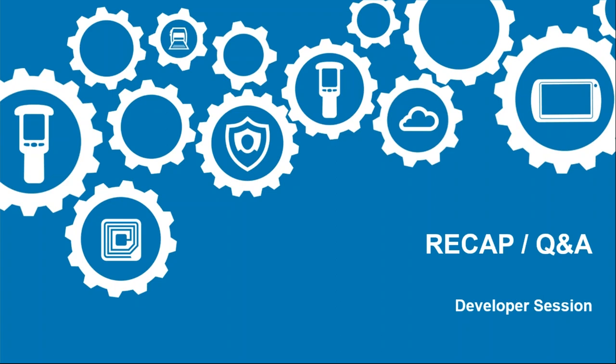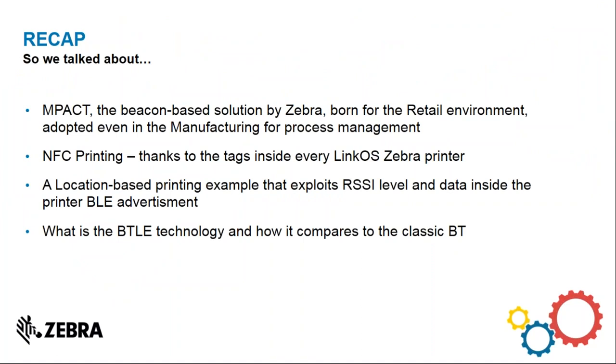Okay, very good. If we have time, I'll just go through this small recap in a few words. We have seen the MPact solution so far, and I won't spend any words on that. Before that, I was showing the NFC printing case. Before that, it was shown the location-based printing based on the RSSI level. And in the beginning, we went through a small technology insight of Bluetooth low energy versus classic Bluetooth. I'm done so far. So, Robin, please.